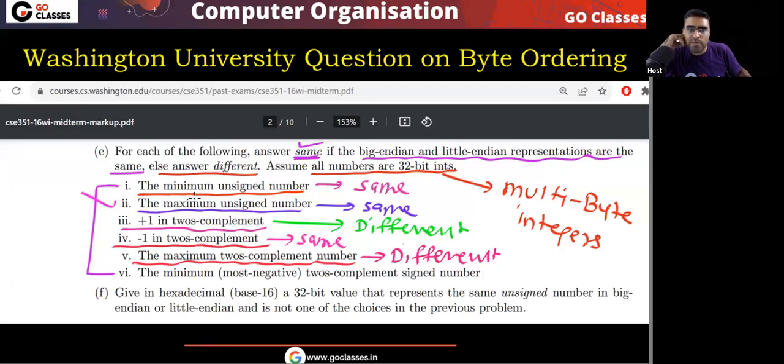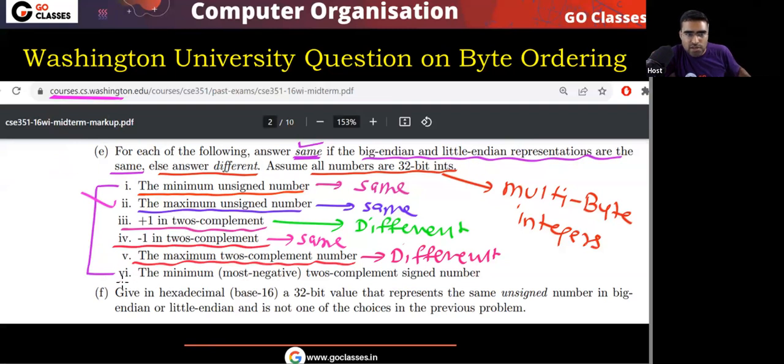Actually, in this question, multiple concepts are used: little endian, big endian, and number system, sign magnitude, 2's complement, 1's complement. So this will be a very nice question. If this type of question comes in the GATE exam as an MSQ question, then that will be a very nice question. Okay, so you can see, a very nice question from Washington University.